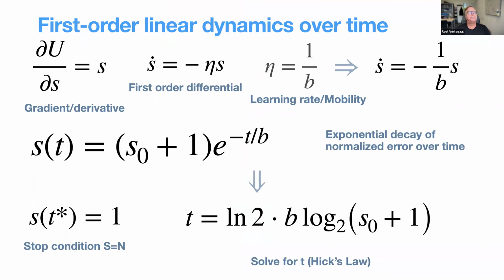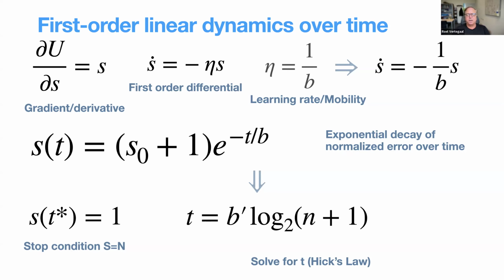All right, so for this one, we don't need to do the whole second order equation, we can just do a first order dynamics. And so all we need to do is say the velocity is equal to the negative displacement times this learning rate. This produces an exponential shrinking of the normalized error over time. So if we then solve for time, we get a natural logarithm, which we can convert into the type of logarithm we see in Hick's law.